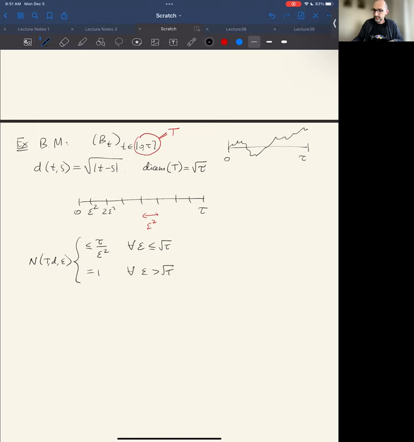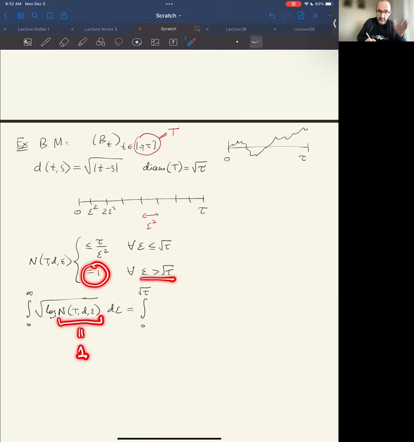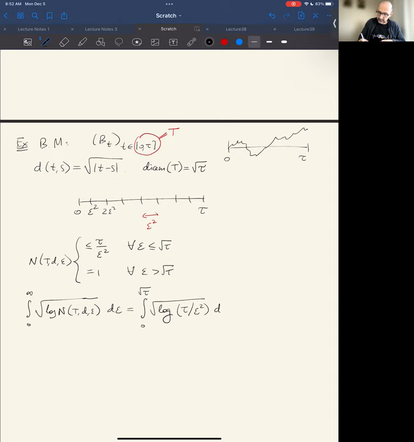Perfect. So let's compute the Dudley integral, the integral of the square root of log N(T, d, epsilon) d epsilon. So far, so good? Clear? First of all, the integral is really only up to root tau. Because if epsilon is greater than root tau, the cardinality equals 1, the log of 1 is 0, and the terms vanish. So the integral is non-trivial up to root tau, and then it is just 0, so we don't need to include that part. And here we have the square root of log of tau over epsilon squared d epsilon.